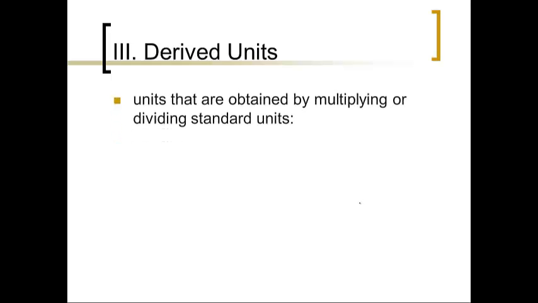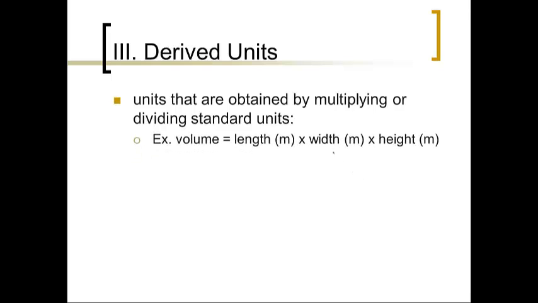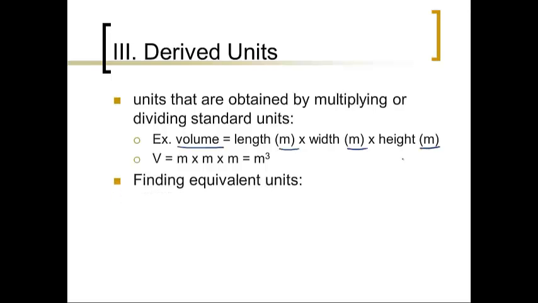Okay, now derived units. We can build on the idea from what we just learned in dimensional analysis. Derived units are units that are obtained by multiplying or dividing standard units. So in other words, the standard unit for volume is actually length times width times height. If you measure length in meters, width in meters, height in meters, that means it's in meters cubed. Okay, now how do you find equivalent units?